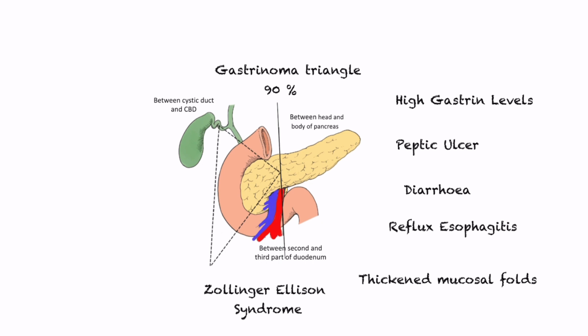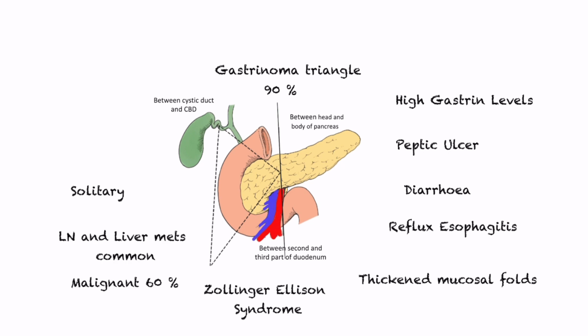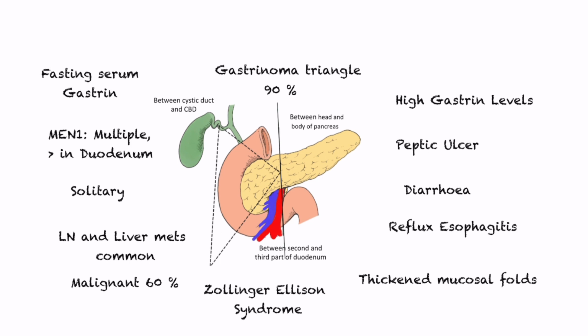The majority of gastrinomas are considered malignant, 60%, and have spread to regional lymph nodes by the time they are diagnosed. They are usually solitary except in MEN1 where they can be multiple and more in the duodenum. Laboratory diagnosis of the disease requires demonstration of hypergastrinemia and abnormal gastric acid secretion. This can be done by obtaining a fasting serum gastrin and a gastric pH. If the gastrin level is 10 times normal and the gastric pH is less than 2, the diagnosis is confirmed.